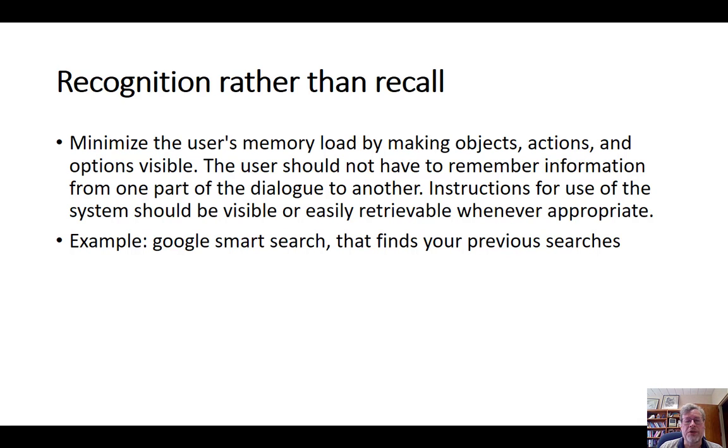Recognition rather than recall. We want to minimize the user's memory load by making objects, actions, and options visible. The user should not have to remember information from one part of the dialogue to another. Instructions for use of the system should be visible or easily retrievable whenever appropriate. Example, the Google Smart Search. You start typing a search term and it tries to guess where you're going with it, and it does that based on your previous searches.